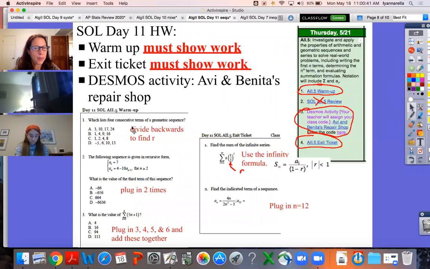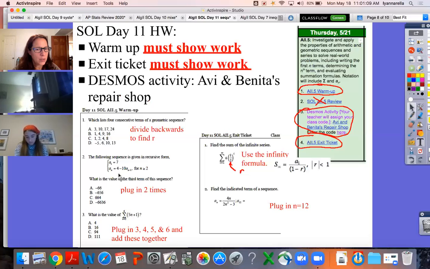So for the warm-up, they're asking you which one is geometric. So you have to divide backwards to tell me which one is geometric. Please don't do it in your calculator and then just circle an answer, because I have no idea what you did if you don't. Show me that 10 divided by 3 equals 17 divided by 10, or 24 divided by 17 if it's this one. Or show me that 4 divided by 1 equals 9 divided by 4 equals. So what I'm asking you to do is prove that you got R by telling me which one this is.